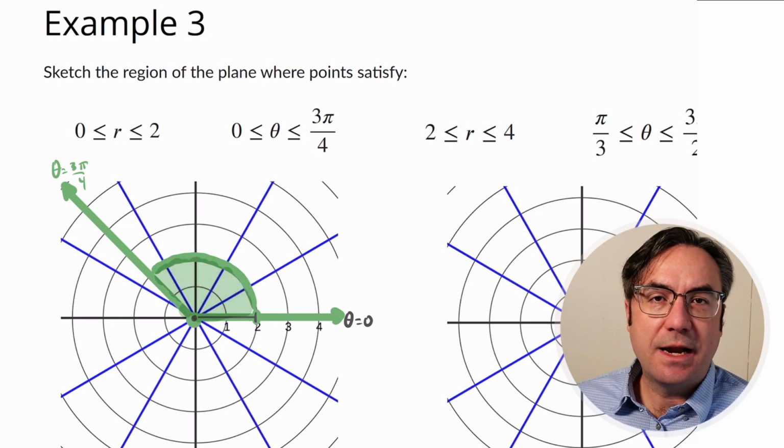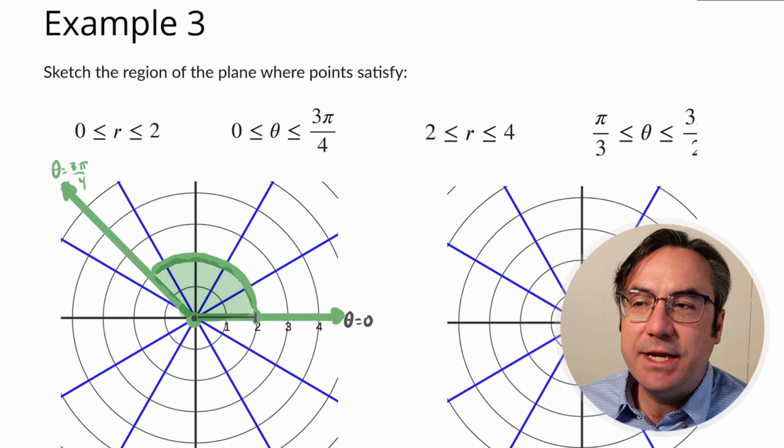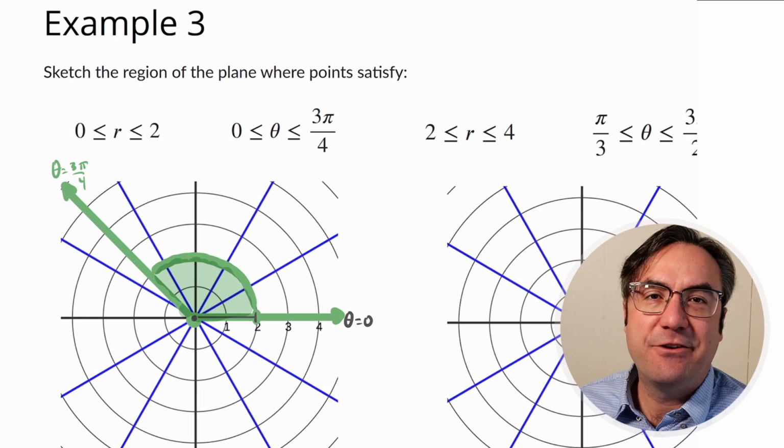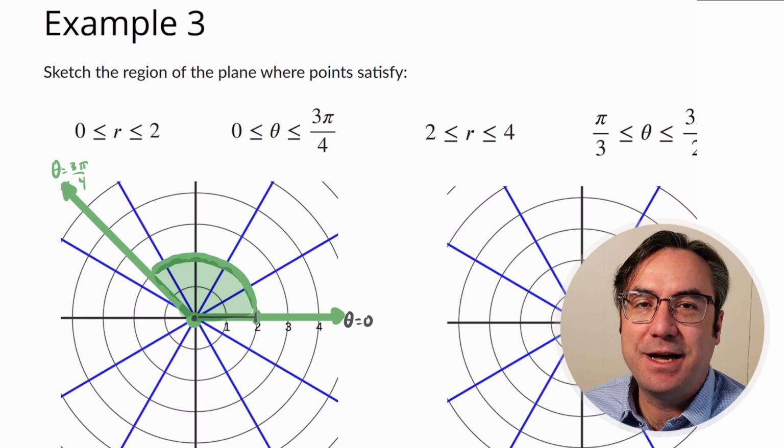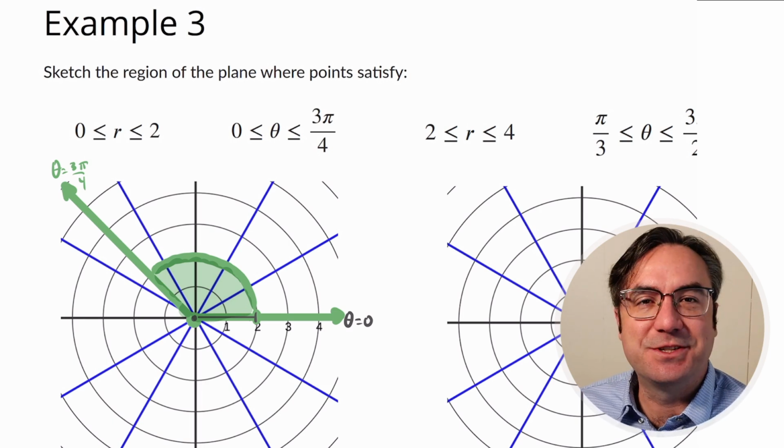A lot of these polar regions are going to look like wedges or parts of donuts. So we'll see a few more examples of this in class.